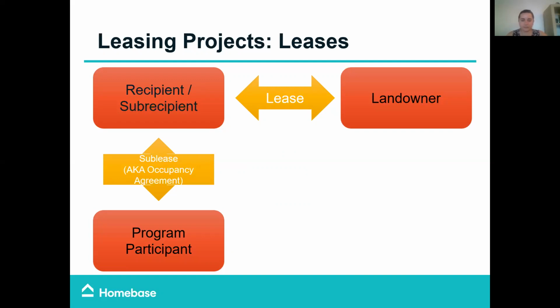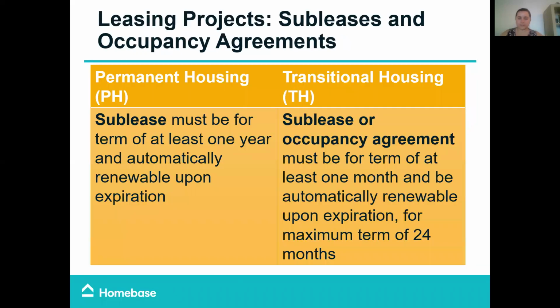with the participant. Occupancy agreements formalize the participant's rights in the housing, and specify program expectations regarding continued occupancy in the housing. Sublease or occupancy agreement requirements vary depending on whether the housing is transitional or permanent. So let's take a look at those differences in a bit more detail. In transitional housing, a sublease or occupancy agreement only needs to be for a term of at least 1 month and automatically renew for up to 24 months.